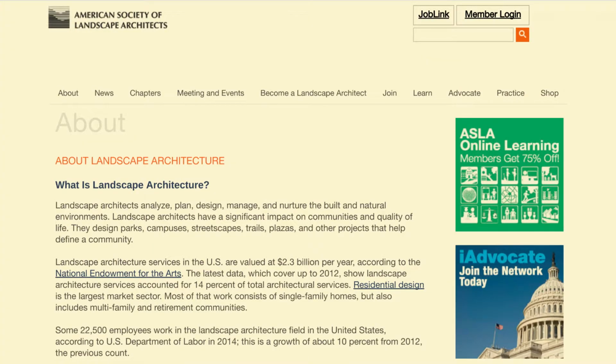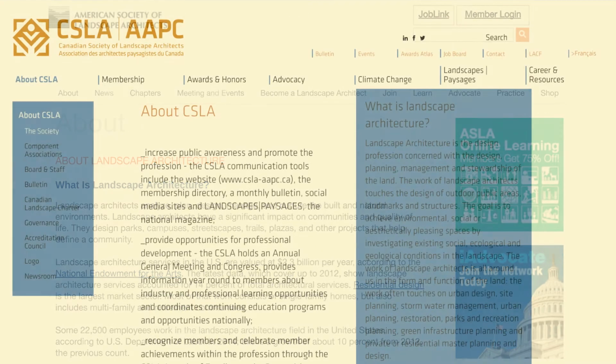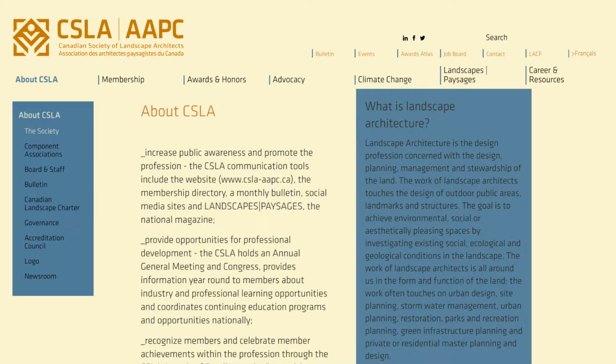The ASLA definition, rightly in my view, opens with the operational terms analyze, plan, design, manage, and nurture, and then states that the operations can be on both the natural environment and the built environment. The list of project types, though short, is good. The CSLA answers the question, what is landscape architecture, with good accounts of professional roles, types of work, and objectives. The word design is up front, but little is said about design objectives, which are important.